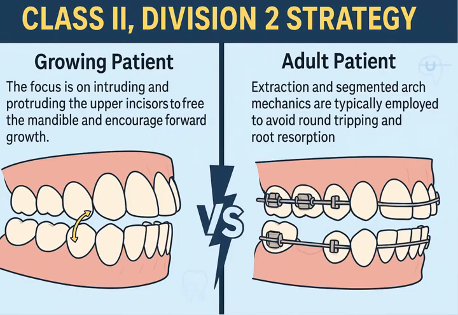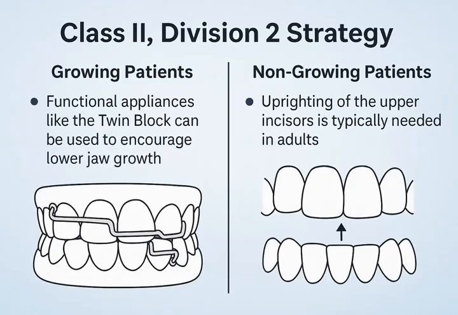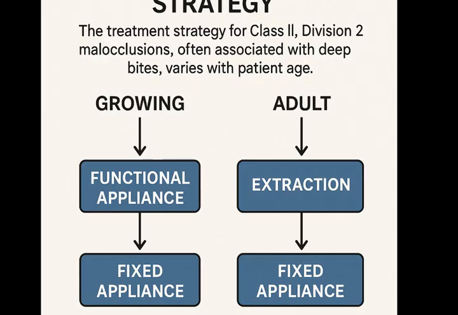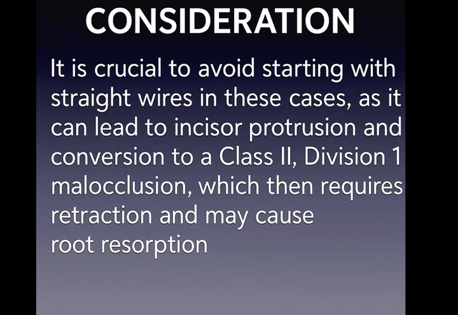Class 2, Division 2 strategy. The treatment strategy for Class 2, Division 2 malocclusions, often associated with deep bites, varies with patient age. Growing patient. The focus is on intruding and protruding the upper incisors to free the mandible and encourage forward growth. Adult patient. Extraction and segmented arch mechanics are typically employed to avoid round tripping and root resorption. It is crucial to avoid starting with straight wires in these cases, as it can lead to incisor protrusion and conversion to a Class 2, Division 1 malocclusion, which then requires retraction and may cause root resorption.